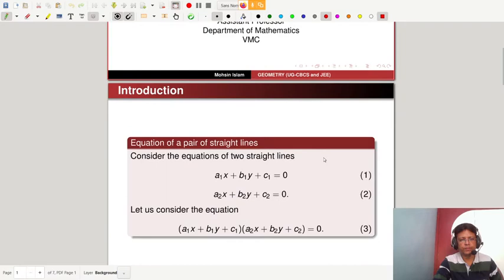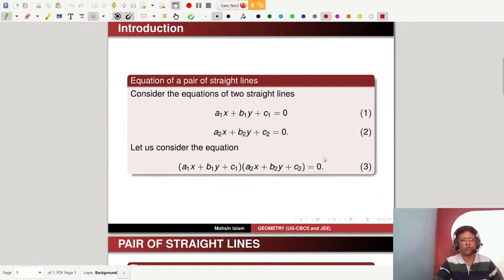Suppose you have two straight lines, and you know the standard form of the straight lines. So considering two straight lines, equation 1, a1x plus b1y plus c1 equal to 0, and equation 2, a2x plus b2y plus c2 equal to 0. And let us take the combined form of the lines. So you can write the combined form in equation 3.